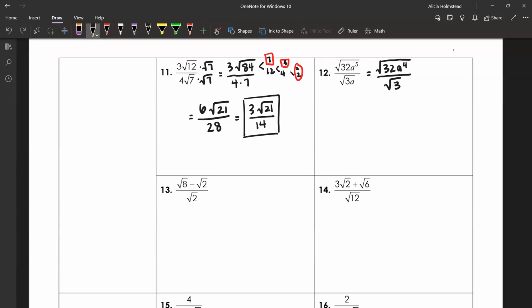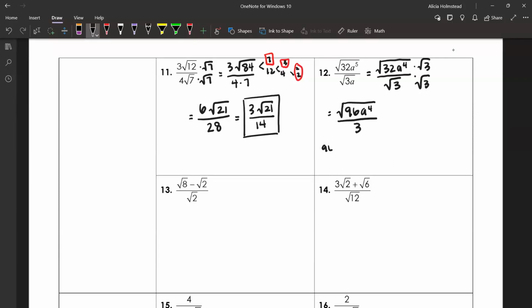And then from here, we'll have to rationalize the denominator, which means we'll have to multiply the top and the bottom by the square root of 3. 32 times 3 is, you know what, I'll write it down here, is 96 a to the 4th. And then the square root of 3 times the square root of 3 is just the radicand, which is 3.